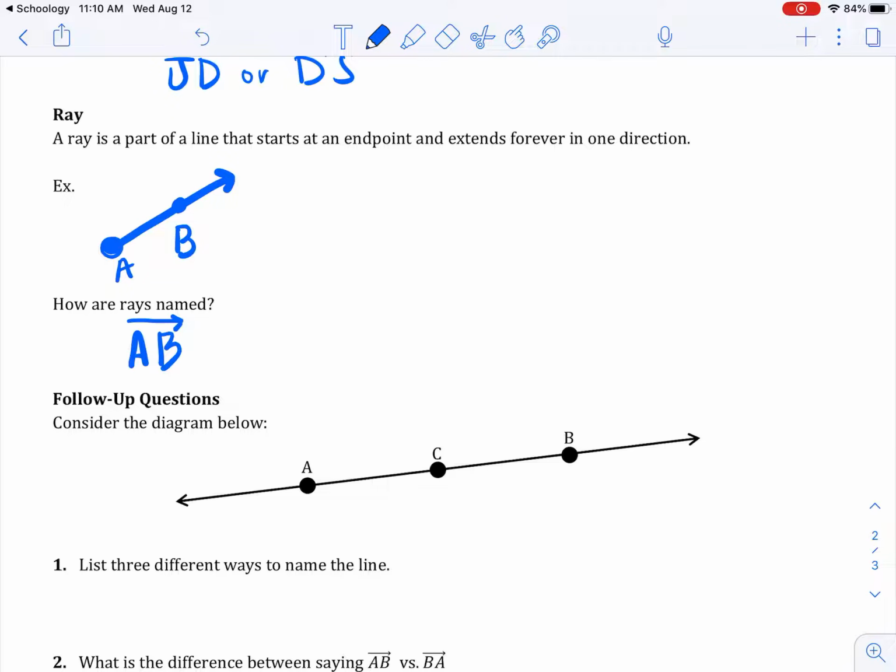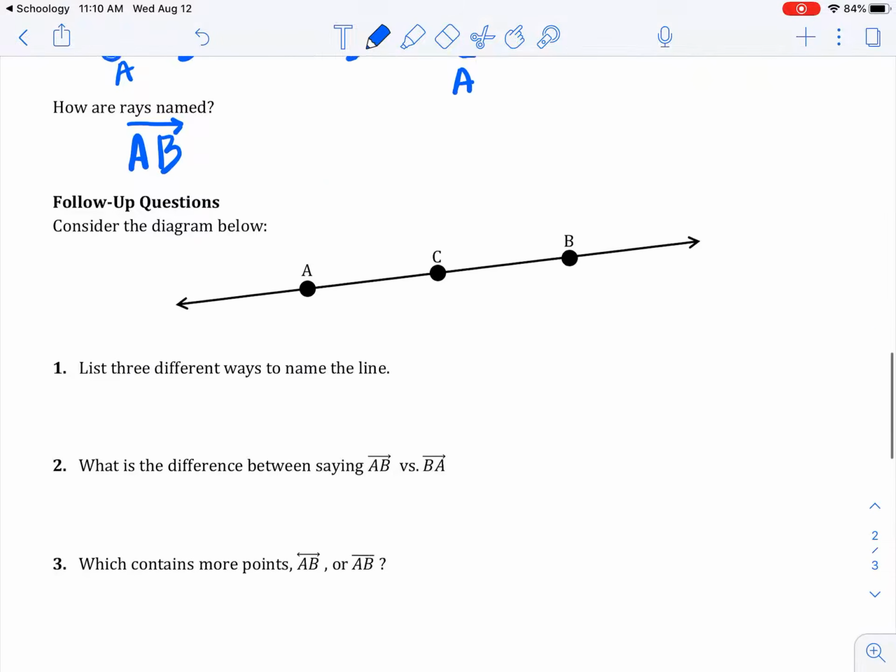Okay, so let's say the ray was pointing in this direction instead. If I wanted to draw AB here, A is still the endpoint, B is the point it's going through. So both of these are ray AB, okay? We'll get into what I can name this one a little bit later. That's what you're going to try.